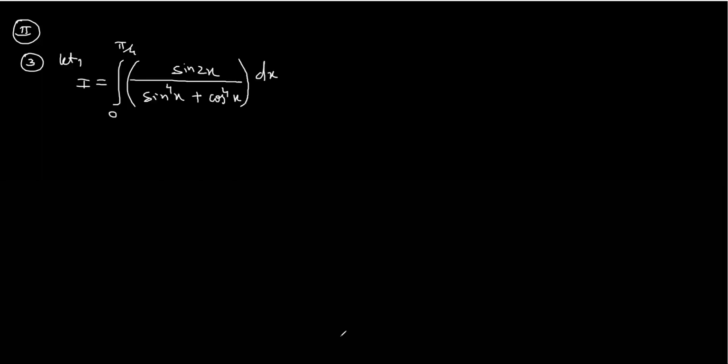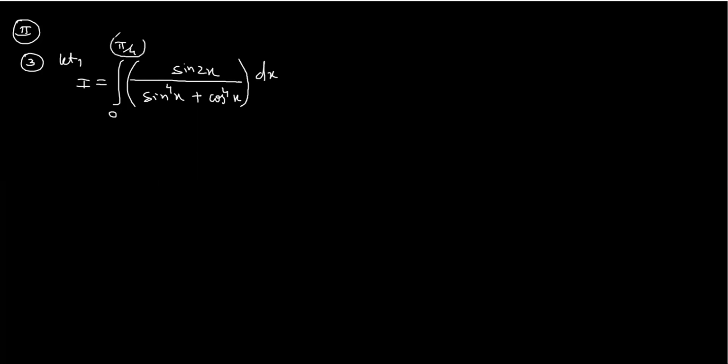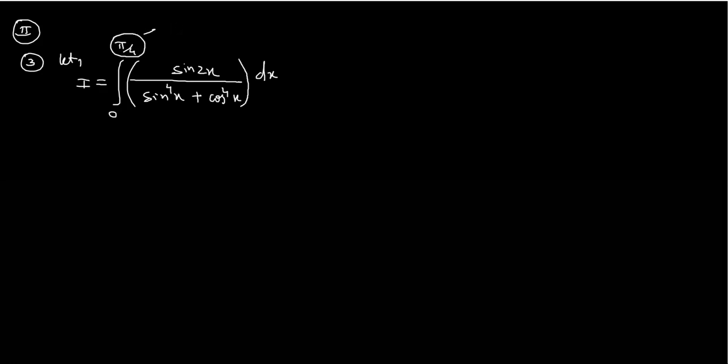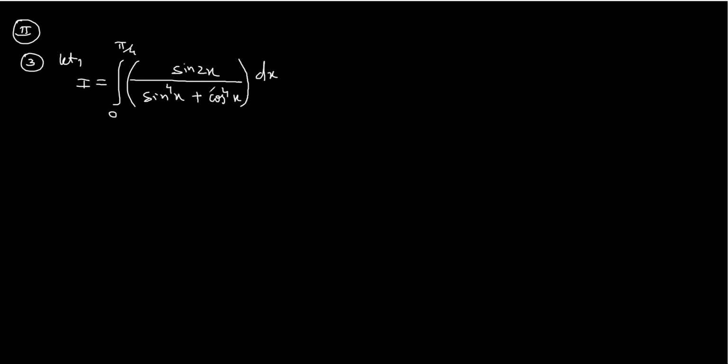So let's take one more question where we have 0 to pi by 4. There is a correction in the textbook. It is written as 4 pi, which is incorrect. It is not 4 pi, it is pi by 4. So please do the correction there. So 0 to pi by 4 sine 2x upon sine raised to 4x plus cos raised to 4x.